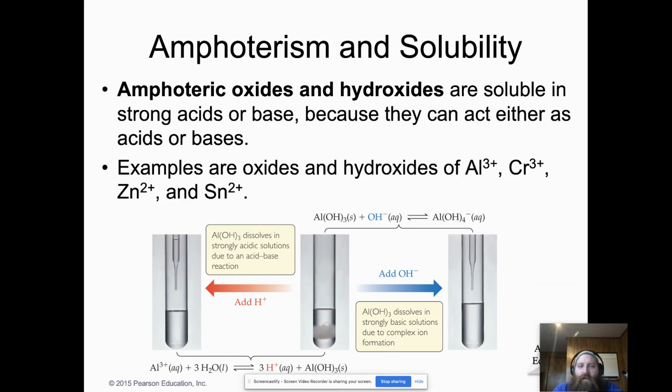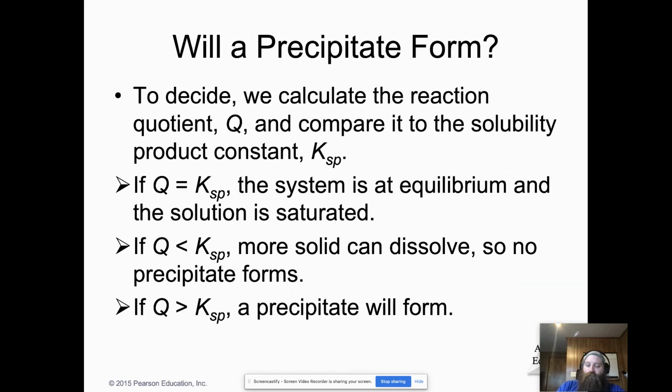What about oxides and hydroxides that are amphoteric, right? They're soluble in both acids and base. Well, keep in mind that aluminum, chromium, zinc, and tin are great examples of this. And so if you have aluminum hydroxide, you can dissolve that into an acidic solution because you have an acid-base reaction going on. And if you put aluminum hydroxide into a basic solution, then you'll get a complex ion formation between the Al and the OH. You'll actually get AlOH4. So if you have some amphotericity there, expect an increase in solubility.